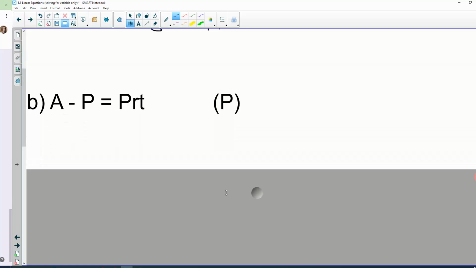Let's try another one. Hello. You have a mismatch. We just did one example where it's practicing manipulating equations and getting a variable by itself.